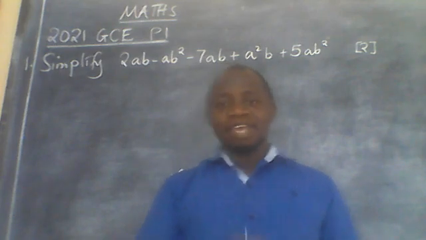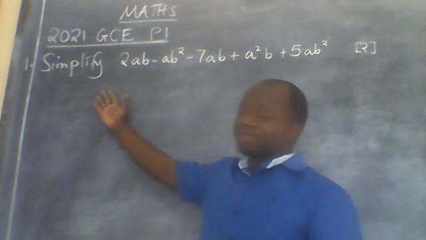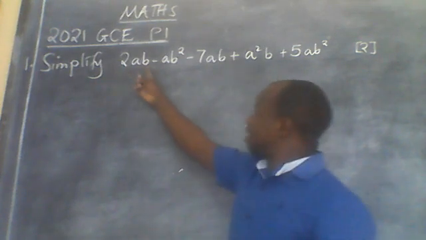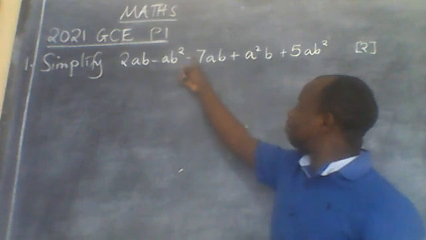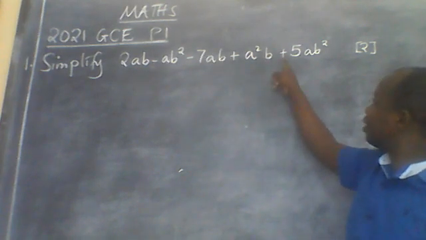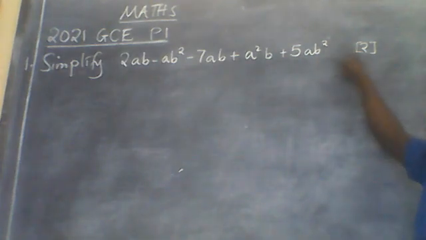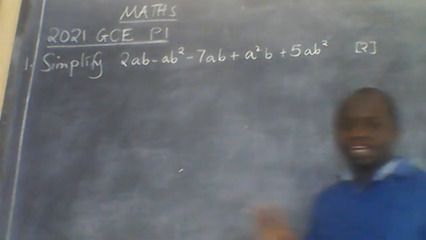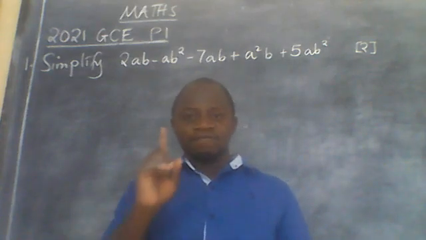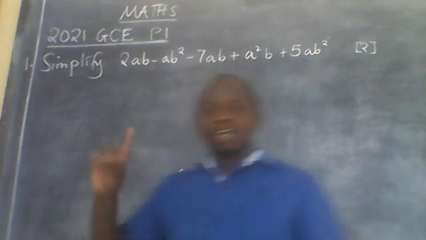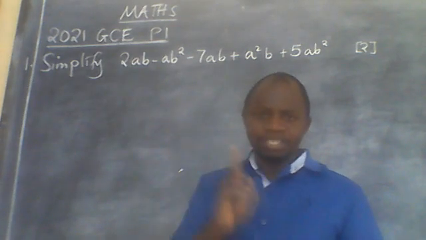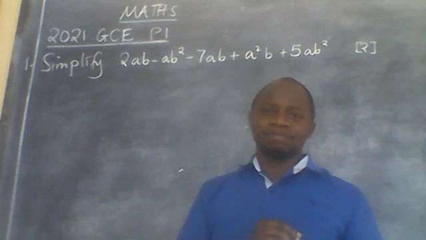Interesting. The first question, question 1: simplify 2ab minus ab squared minus 7ab plus a squared b plus 5ab squared, 2 marks. That was the first question. First thing, copy the correct thing. I've always been seeing those mistakes.